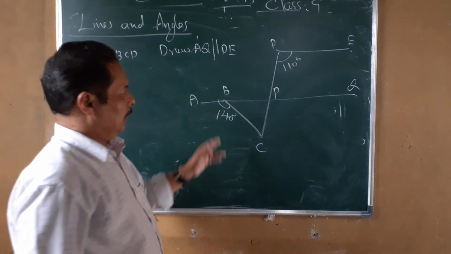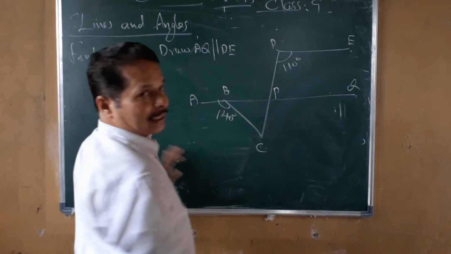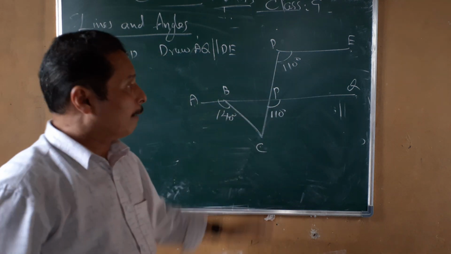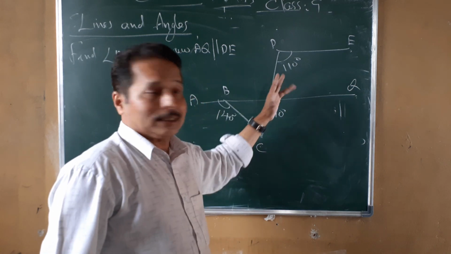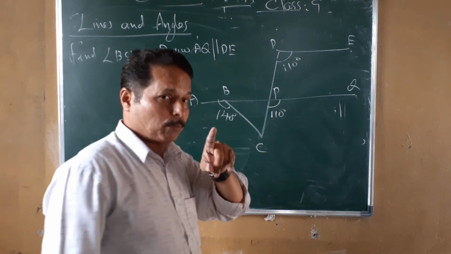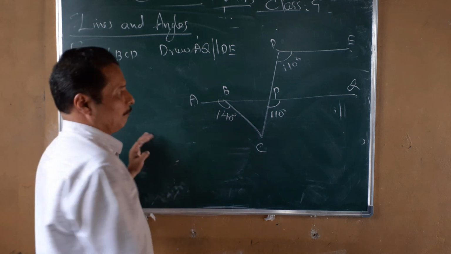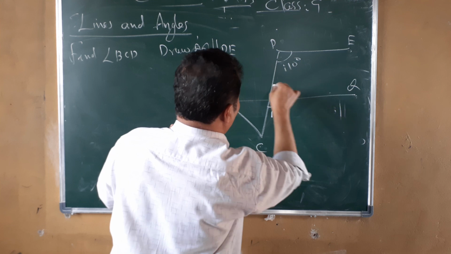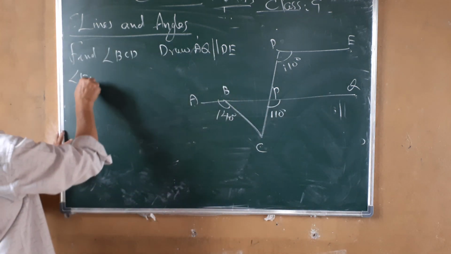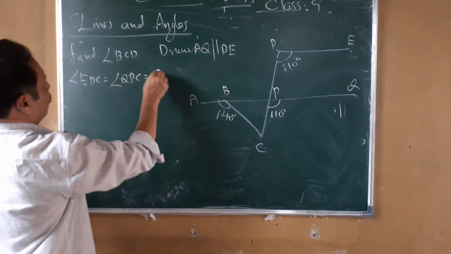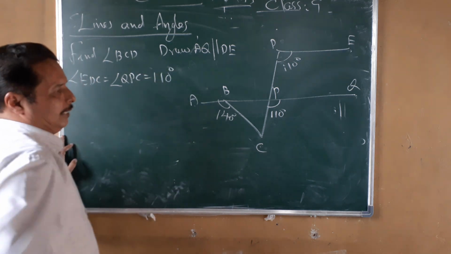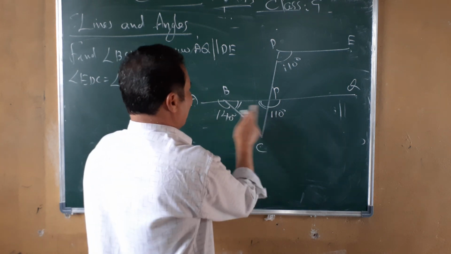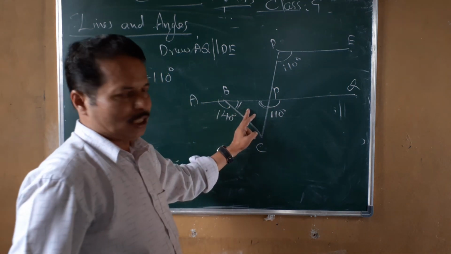Are you ready? Now your question is to find BCD. This angle is 110, so this is also 110 because, can you say that? They are corresponding angles. You studied corresponding angles. Is it over? Now angle EDC equal to QPC. Angle EDC and QPC, both of them are 180. Now how can we find these two angles? They are a linear pair.